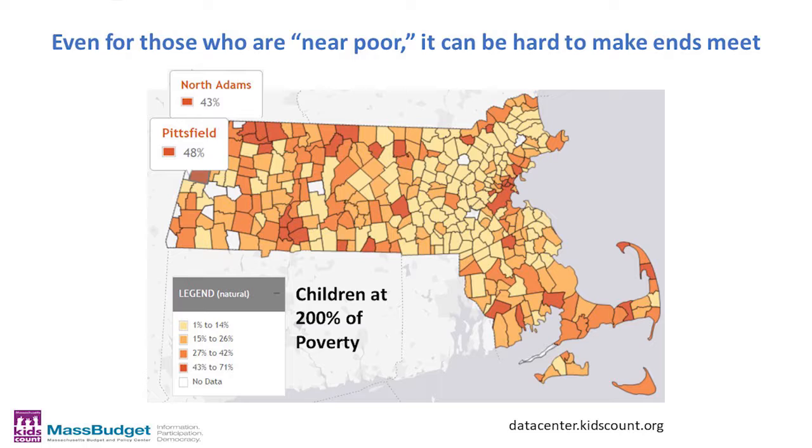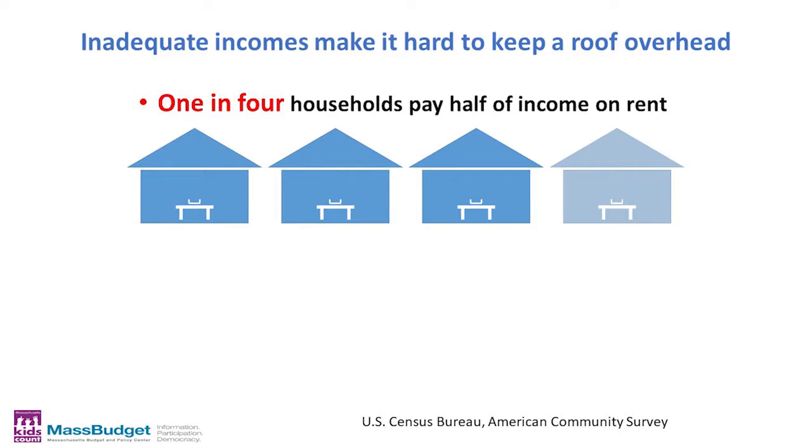And even for near poor, it's not just 200% of the poverty level, that's about an income of $48,000. That's tough to get by. About half of the kids in Pittsfield are near poor. So 1 in 4, when you don't have enough money, it's hard to afford rent. 1 in 4 households pay half their income on rent. These are the numbers here.